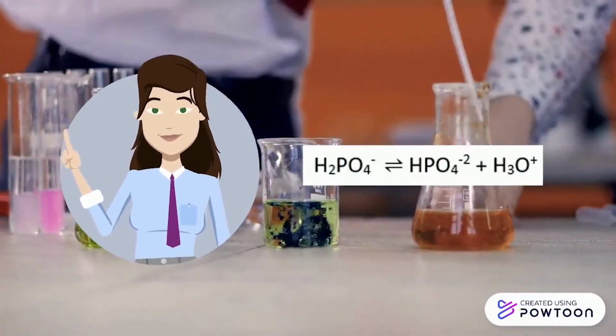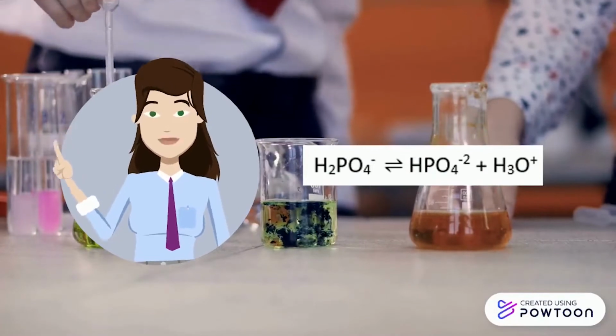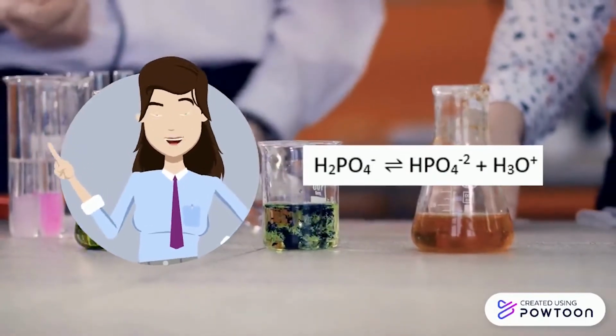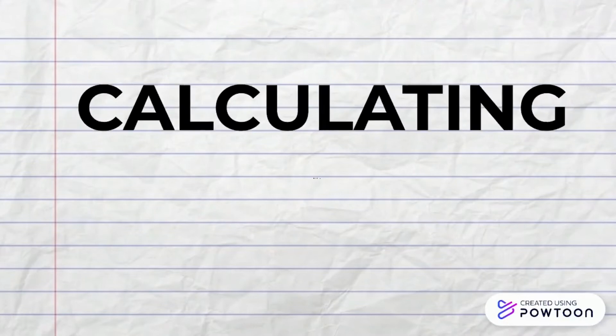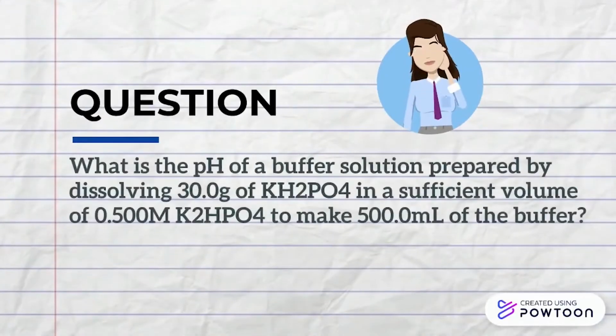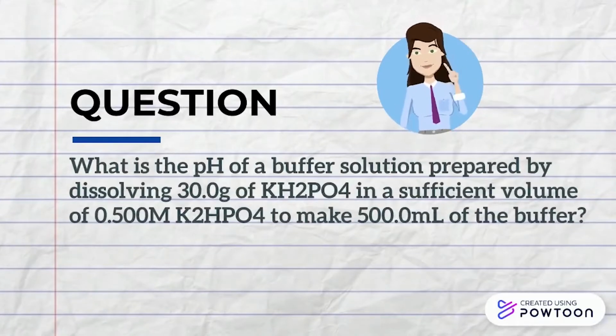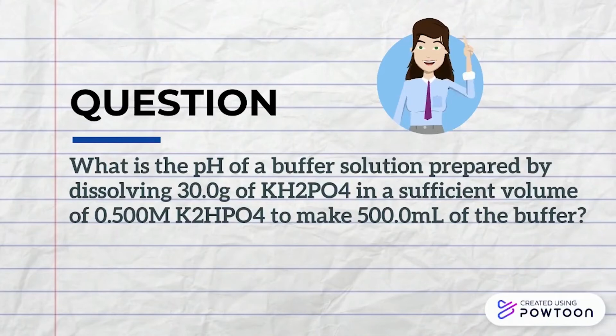Now that we've established a good understanding of what a buffer is and how it works, let's jump into some questions that may come up relating to buffers and pH. Our first practice problem will be calculating the pH of a buffer solution, which you can imagine would be very important for MKP because its whole purpose is to maintain a low pH for the fertilizer. Here's our question. What is the pH of a buffer solution prepared by dissolving 30 grams of KH2PO4 in a sufficient volume of 0.5 molar K2HPO4 to make 500 milliliters of the buffer?